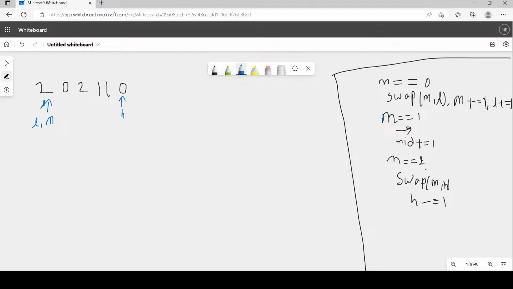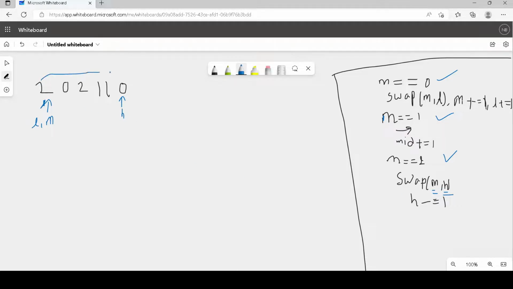Here we have written three conditions, and for every iteration we will check these three conditions and do the corresponding action. Here my mid pointer is equal to 2. So if the mid pointer is equal to 2, then we have to swap the element at the mid pointer with the element at the high pointer. So I will swap these two.